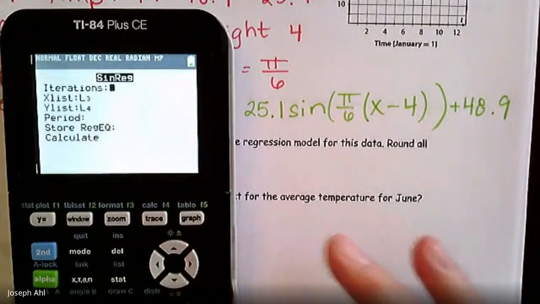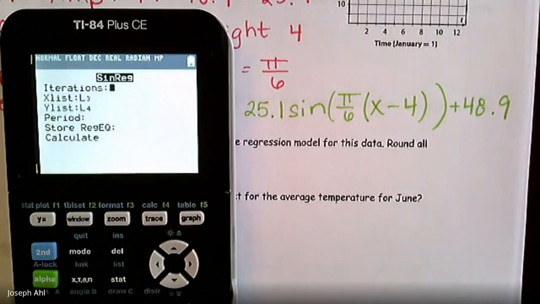Now, something that you might have had a question about while I was gone is what does it mean by iterations? The iterations are the number of times that the regression model sort of runs through its process to calculate the sine model of best fit. And the default on the calculator is 3, and that really should be fine for us. The max number of iterations the calculator will do is 16.